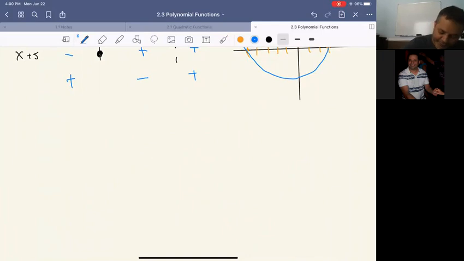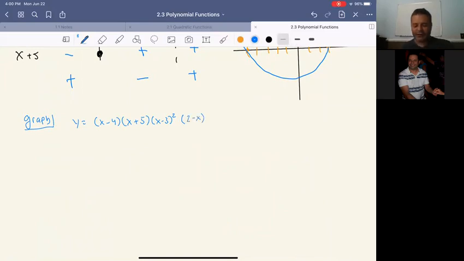So let's graph y equals x minus 4, x plus 5, x minus 3 squared, and let's put in a 2 minus x just for the fun of it. That ought to do it. So now, we're going to do it both ways.